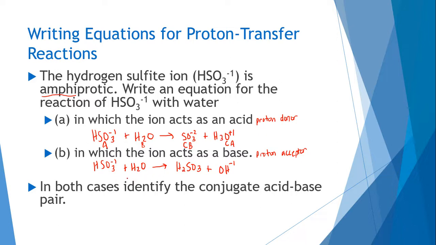If I look in part B, my ion acted as a base. That means water acted as an acid in this instance. Now I have to figure out who is my conjugate acid and base. Well, if hydrogen sulfite was a base, that means sulfurous acid, which is H2SO3, is going to be my conjugate acid, and my water becoming hydroxide, this is my conjugate base.